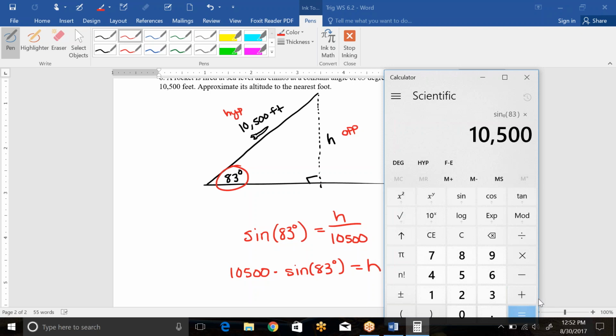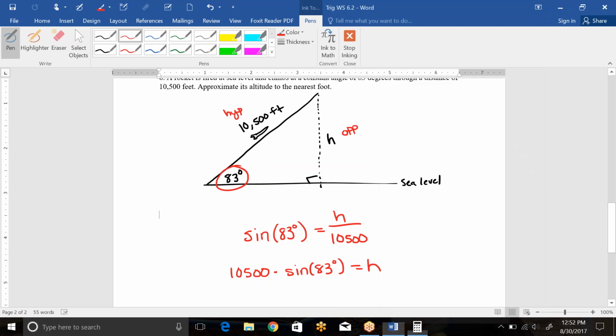Now, nearest foot means whole number. So this would be 10, 4, 2, and then the 1 is going to get bumped up to a 2 by the 7. So the height is approximately 10,422 feet in the air. And that's it for this video.